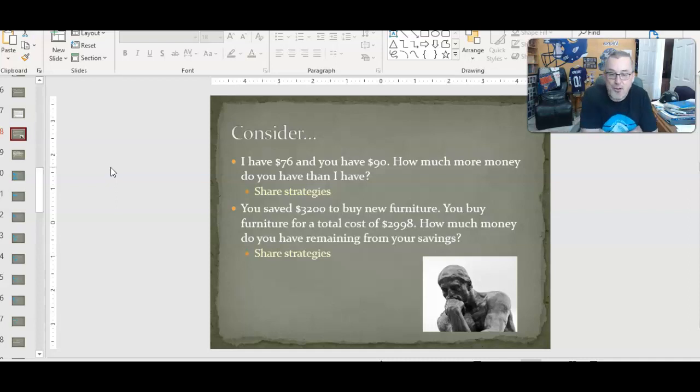You saved $3,200 to buy new furniture. You buy furniture for a total cost of $29.98. How much money do you have remaining? Now, this is a takeaway situation because we now, from our $3,200, we're taking away $2,998 of it, and we're going to figure out how much is left. So it's a takeaway situation. But again, I want you to think through this one in your head, and what strategy would you use? Pause the video.